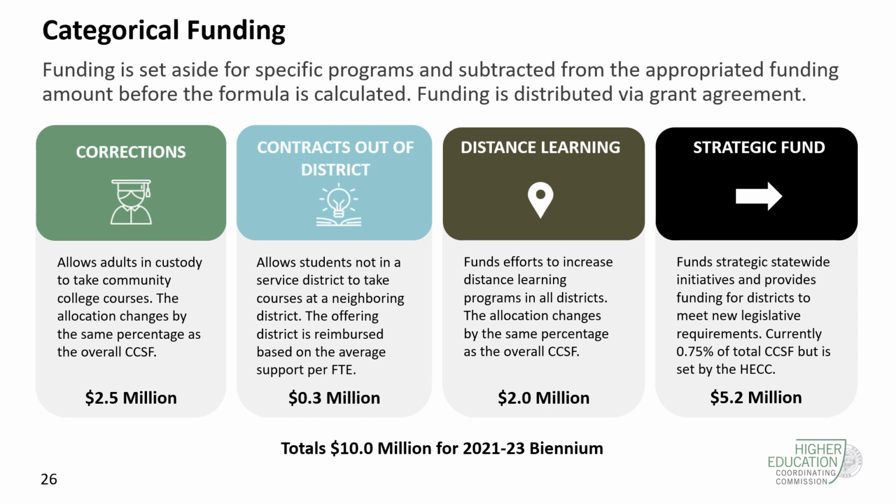The strategic fund is the largest one of the 4 categories by number of dollars. Right now it's about $5 million or 0.75% of the total CCSF, but it funds strategic statewide initiatives for all 17 of the colleges. It also will from time to time provide funding for the colleges to meet new legislative requirements.